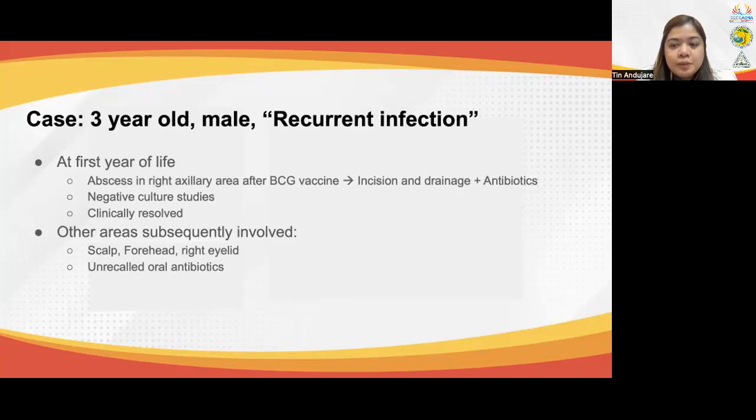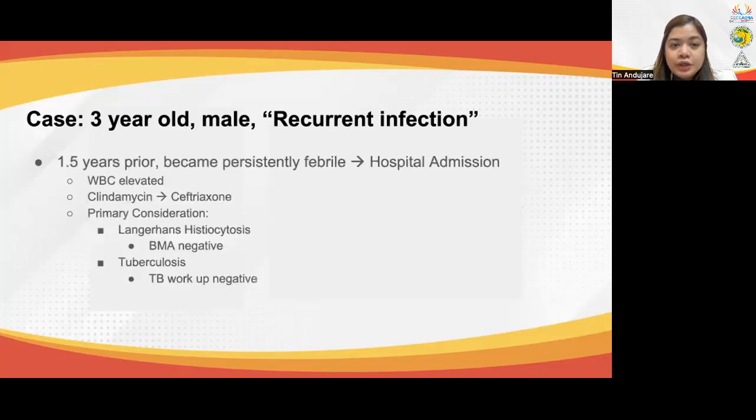Since this first episode, the patient developed abscesses in various parts of his body, the scalp, the forehead, and even the right eyelid. Each episode of abscess formation was treated with oral antibiotics. 1 year and 5 months prior to admission, the patient became persistently febrile and was admitted at a local hospital where a blood count was done, revealing white blood count elevation.